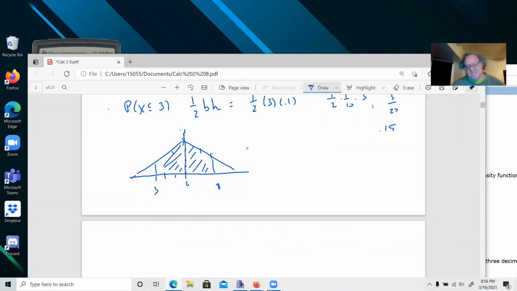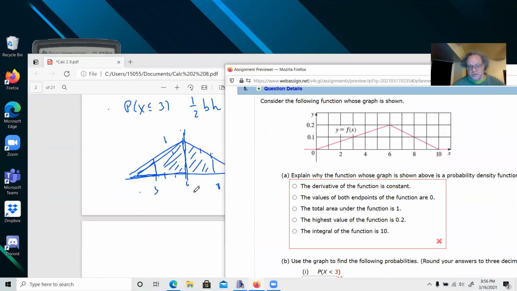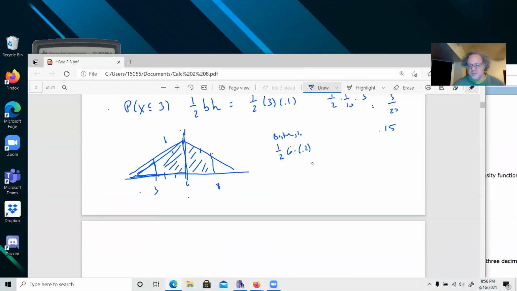But quite honestly, why don't we do it this way? Why don't we take this triangle minus that triangle, and that'll give us what's here, right? So this big triangle is 1/2 base, which is going to be 6, times its height. I have no idea what its height is. It looks like 0.2. Times 0.2, minus what we just found, because we want to get rid of that. So we're going to subtract off 3/20 here.